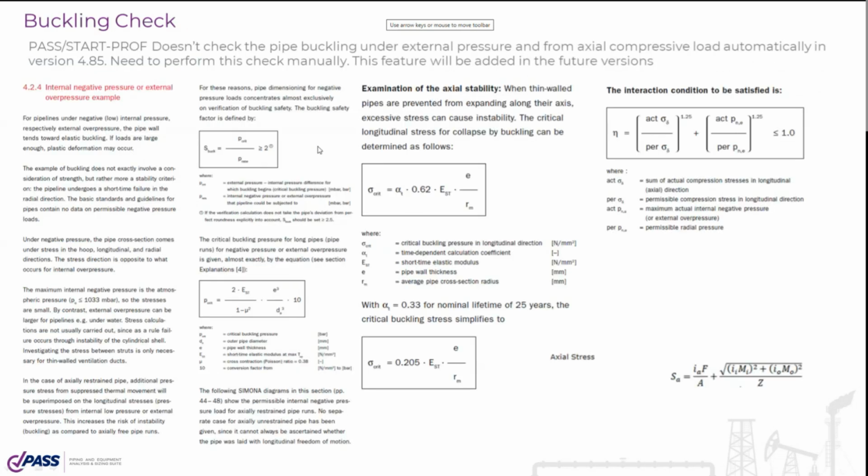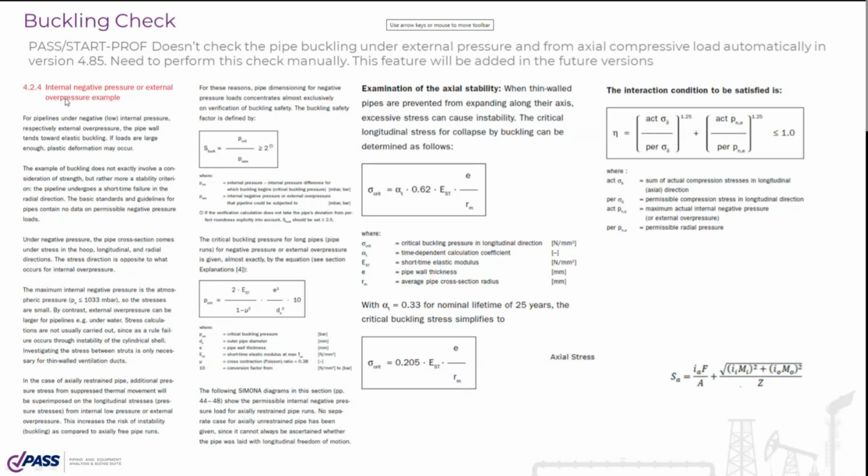And also, it is important to check the buckling of such a thermoplastic piping system. But at this moment, StarProf doesn't perform a buckling check, the stability analysis of the piping system. We plan to add such checks in future versions. But I want to point out that this is also important, and you should check the buckling.